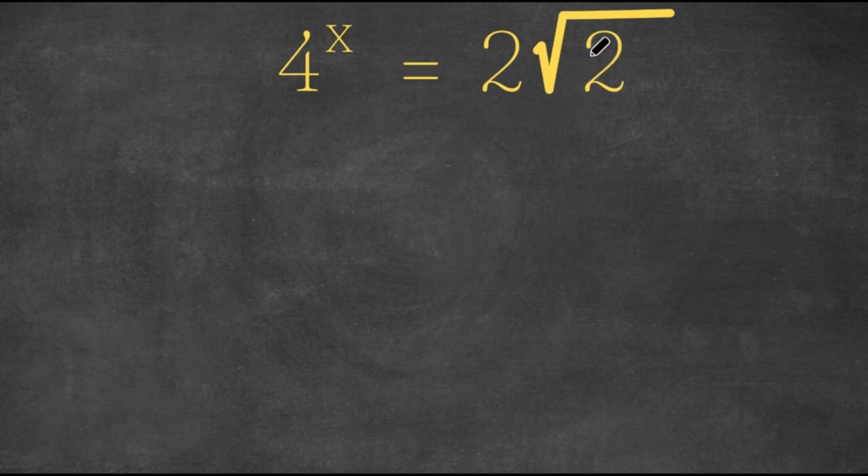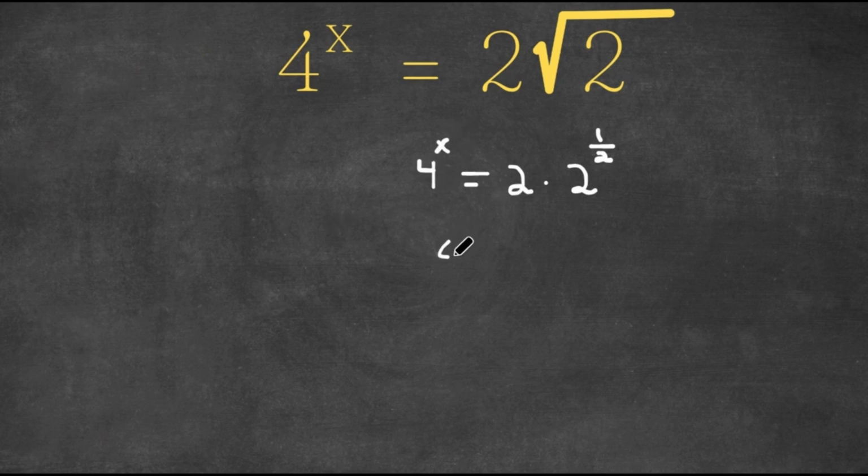Now what we're first going to do is change our square root of 2 here to 2 to the power of 1/2, because remember, the square root is simply that number to the power of 1/2. And we still are multiplying this with 2. So this is equal to 4 to the power of x still.